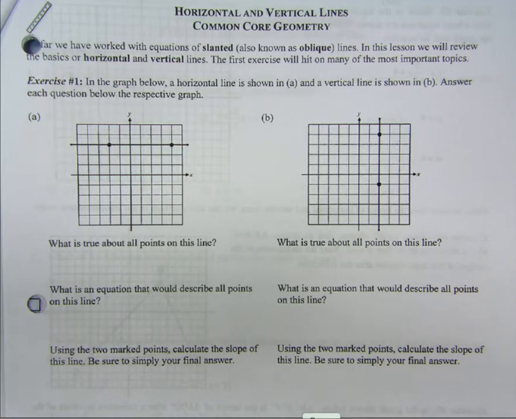So what we have here in this first exercise, it says in the graph below, a horizontal line is shown in part A and a vertical line is shown in part B. Answer each question below with the respective graph. So first thing, what is true about all the points on that line?